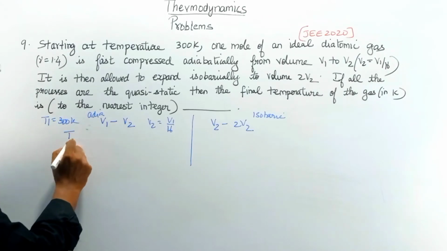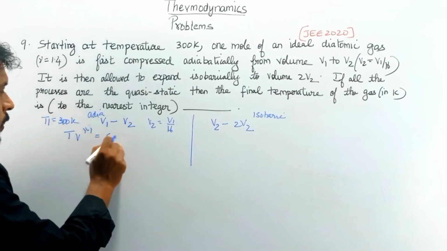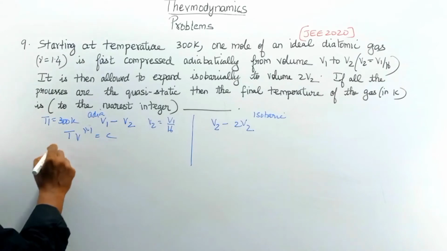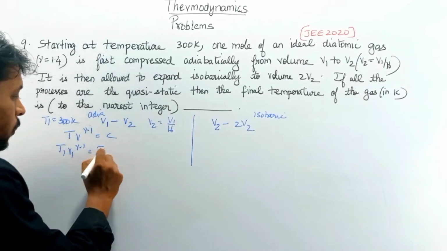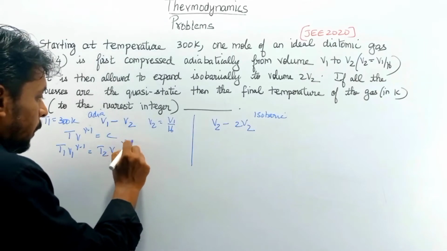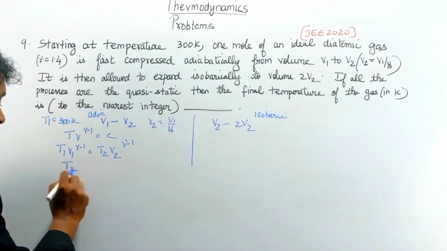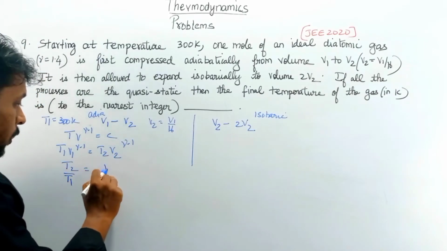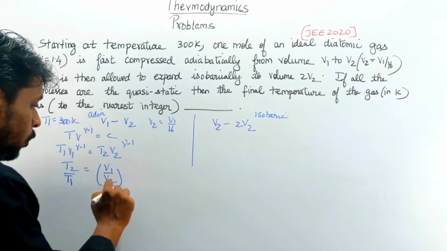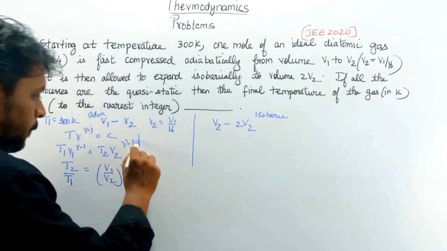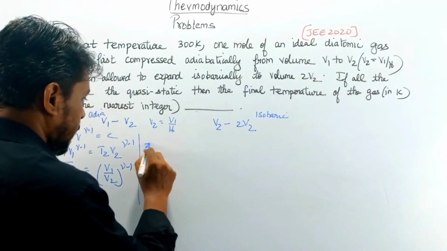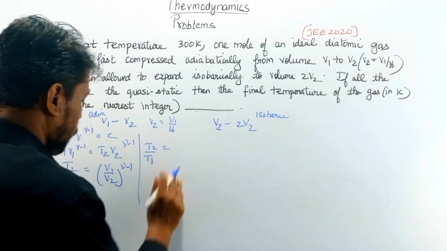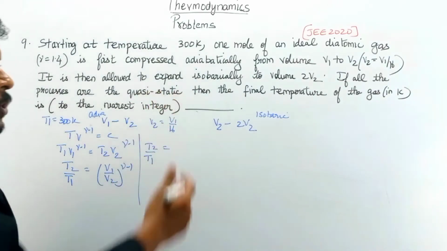So what is the relationship between temperature and volume? We know this is the relation in case of adiabatic process. So T1 V1 power gamma minus 1 is equal to T2 V2 power gamma minus 1. So T2 by T1 will be equal to V1 by V2 whole power gamma minus 1. Okay, so here we can write T2 by T1 is equal to, so you know the V2 is equal to V1 by 16.